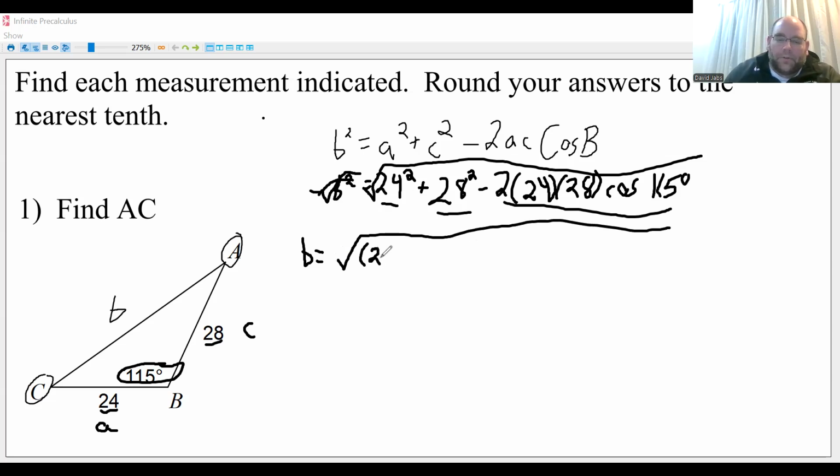Then you can just do 24 squared plus 28 squared. You can actually just enter this in pretty much as is. Minus 2 times 24 times 28 times the cosine of 115. Some of you probably think this handwriting is better than my actual handwriting, so good luck with that. Okay, so we're just going to enter that in real quick.